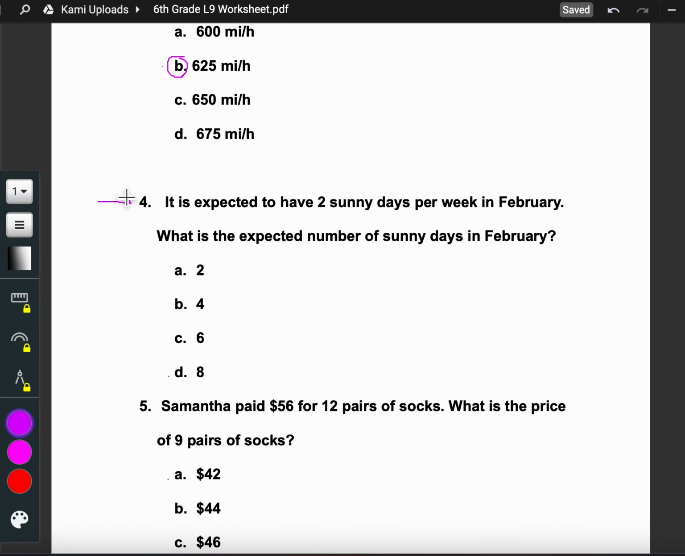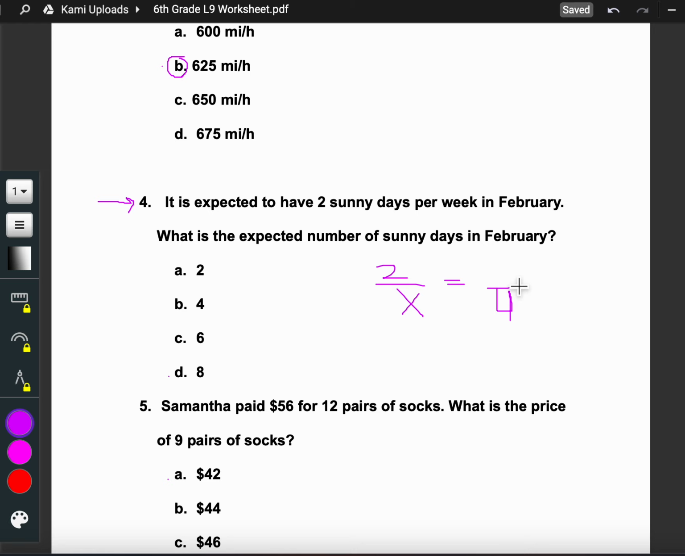Okay, let's look at number 4. It's expected to have 2 sunny days per week in February. What is the expected number of sunny days in February? So 2 sunny days per week. 2 sunny days per week. And we know that there are 4 weeks in February.